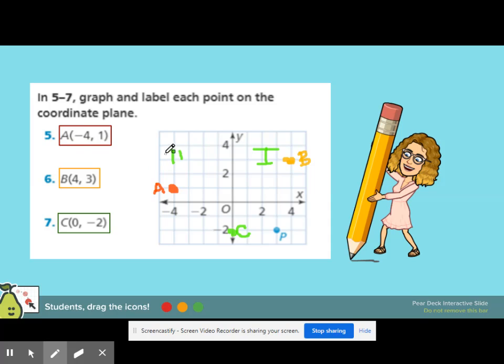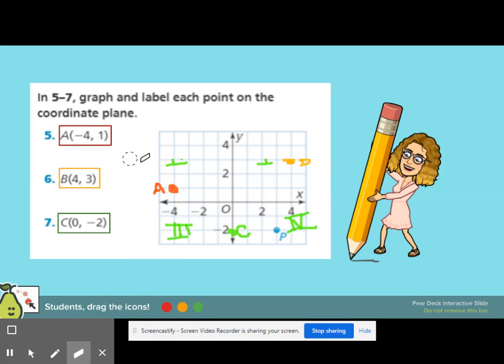A is in quadrant 2. There's no point in quadrant 3. Quadrant 4 already had point P. C is not in a quadrant. It is on the y-axis. Okay? Let's look at another one.